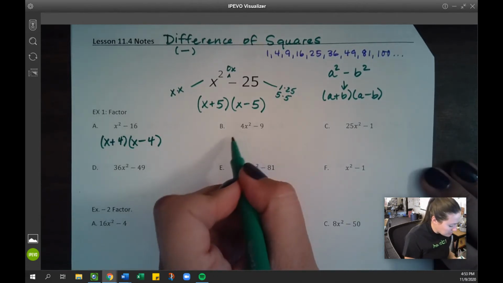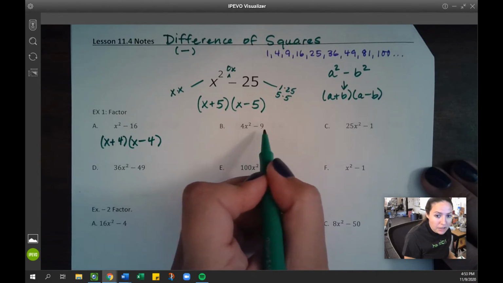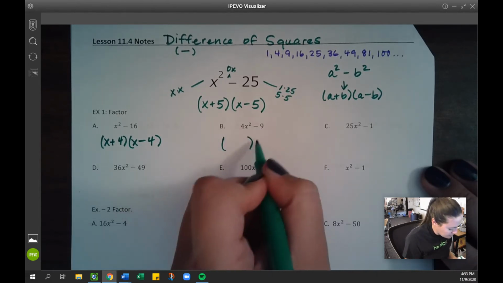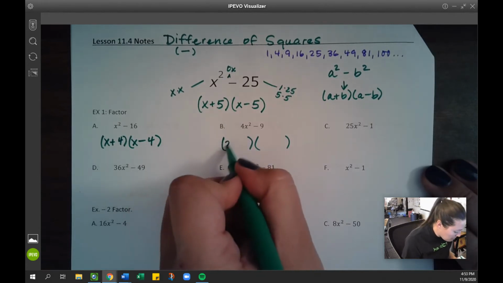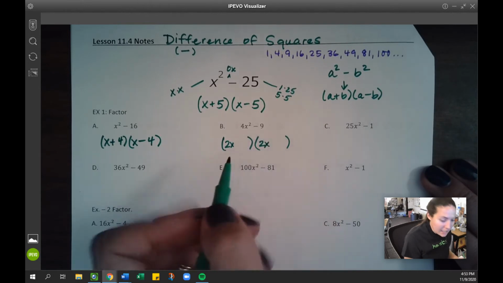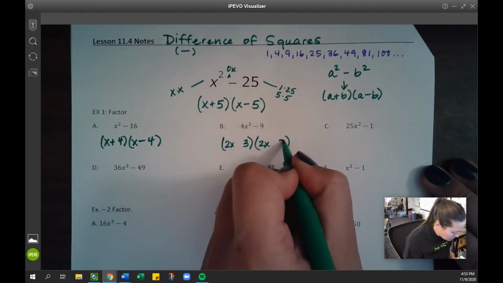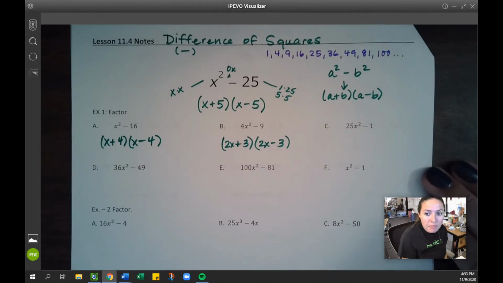Let's try b. Difference of squares. 4 is a perfect square. 9 is a perfect square. What would I have to multiply by itself to get 4x squared? It would have to be 2x and 2x. To get 9, it'd be 3 and 3. We make one a plus and one a minus.